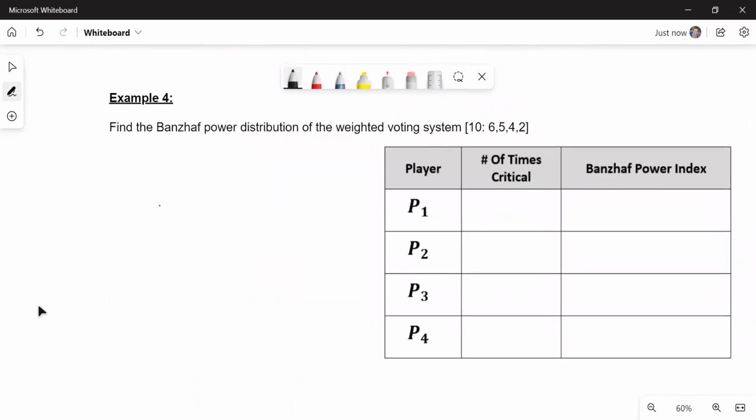Let's take a look at one 4-player example here together. In this case, the quota is 10. The weights are 6, 5, 4, and 2. No dictators. We do have a 2-player winning coalition, though, right? Sure, we have that. The first 2 players have weights of 6 and 5, so that's enough. 6 plus 5 is 11. And also, if you add up player 1 and player 3, it's going to be enough because 6 plus 4 is 10 and the quota is met. There's no other way to meet the quota.